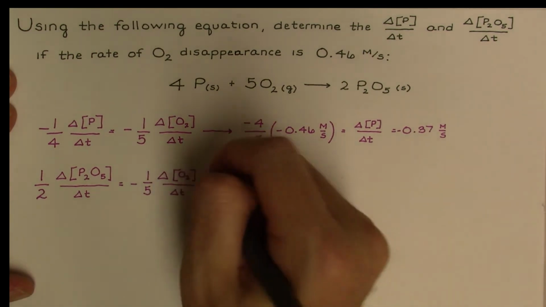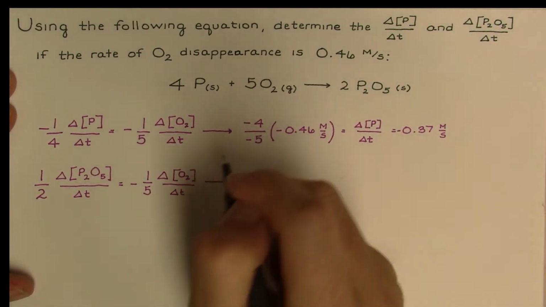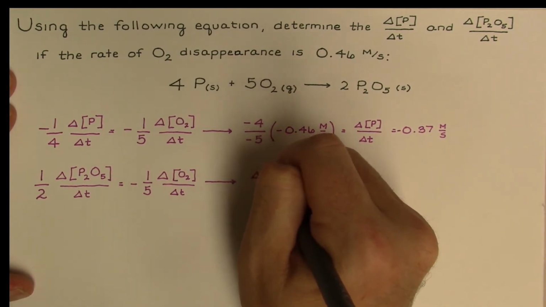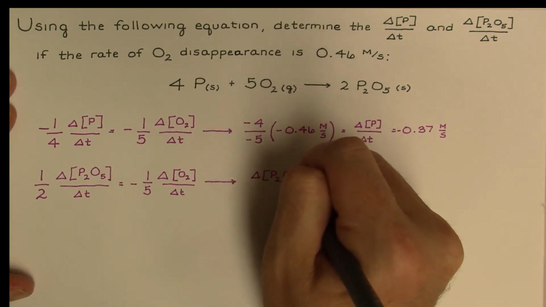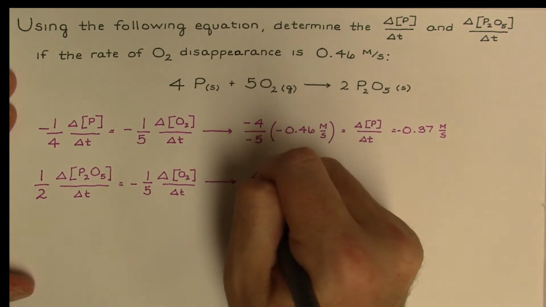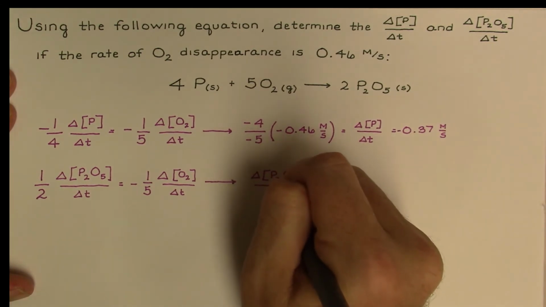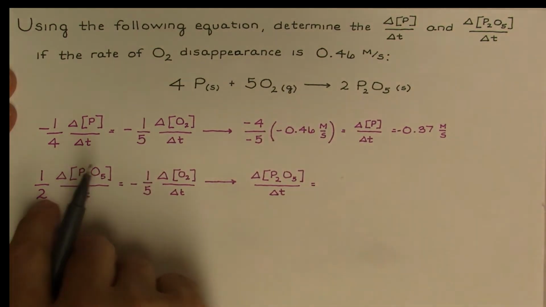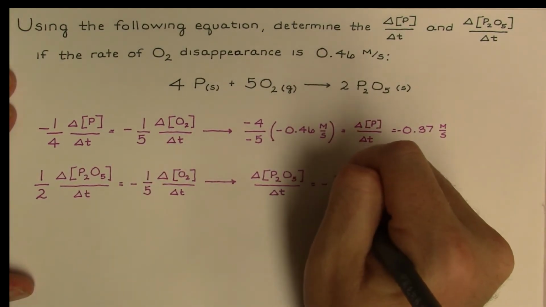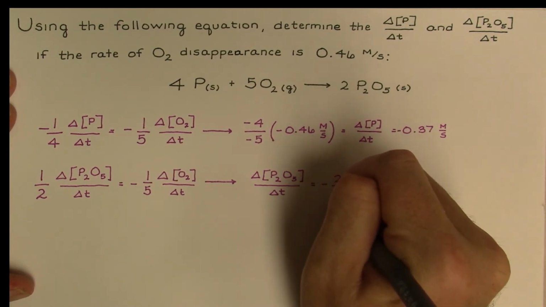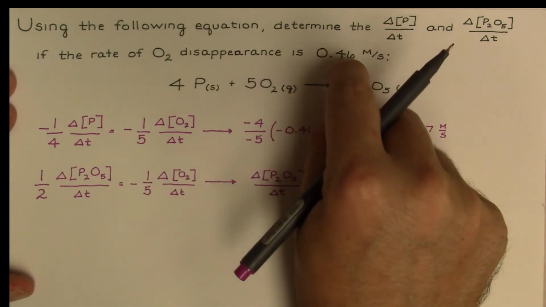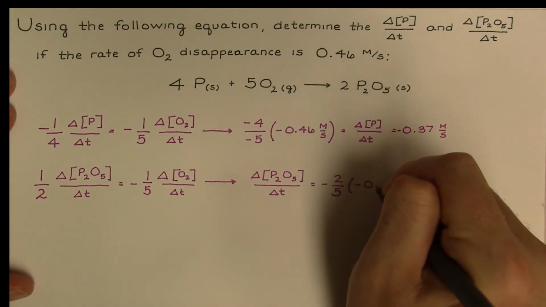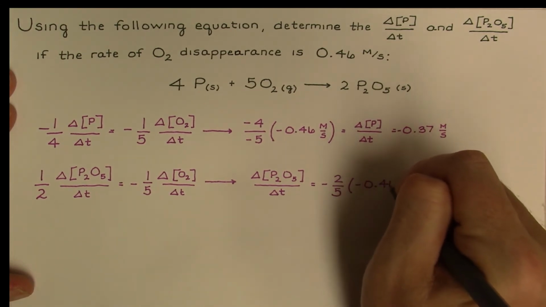So now what we need to do is cross multiply to get the 2 in the numerator of our fraction. So we can state that the change in the concentration of P2O5 over the change in time, the rate that we are trying to calculate, is going to be equal to negative 2 over 5. The negative coming from the 1/5 and the 2 cross multiplied over. So now we can determine the rate of our oxygen, which was given in the problem. So we can multiply that by negative 0.46 molar per second.